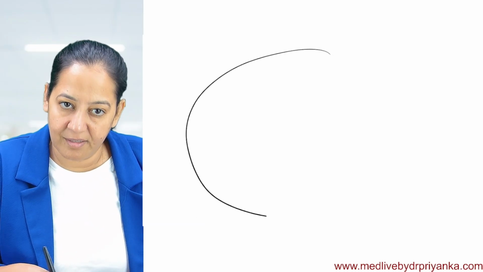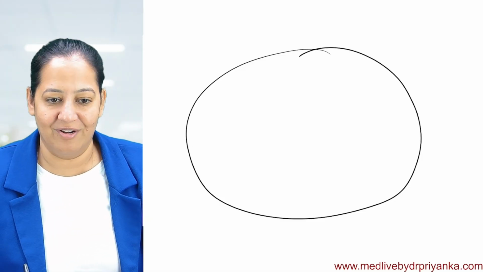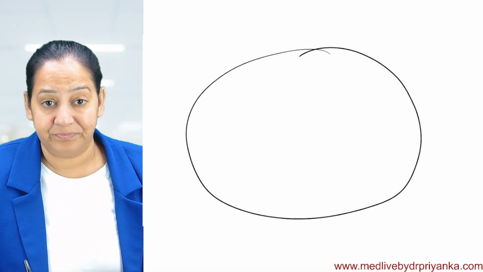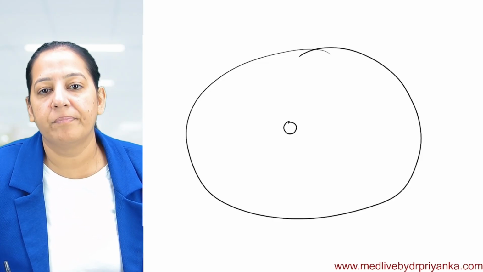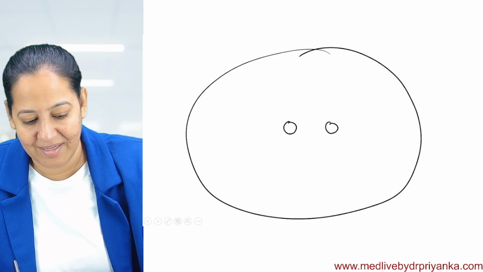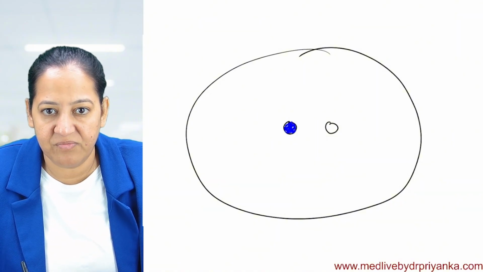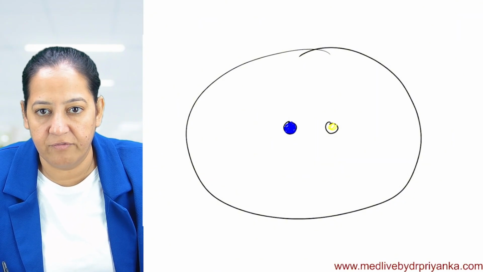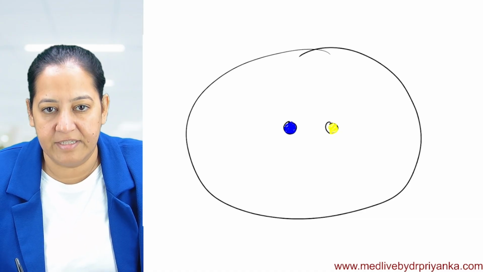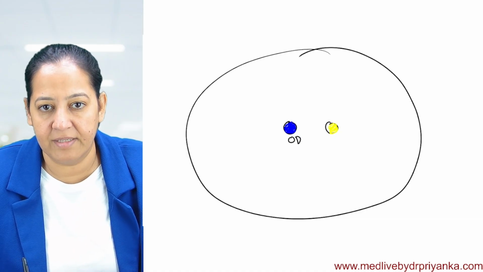So first draw the complete retina, the posterior pole. In that, draw the optic disc and the fovea. This is the optic disc, I am marking it with blue color. And this is the fovea, I am marking it with yellow color. Fovea is the center of the macula. Write it: this is optic disc and this is fovea.